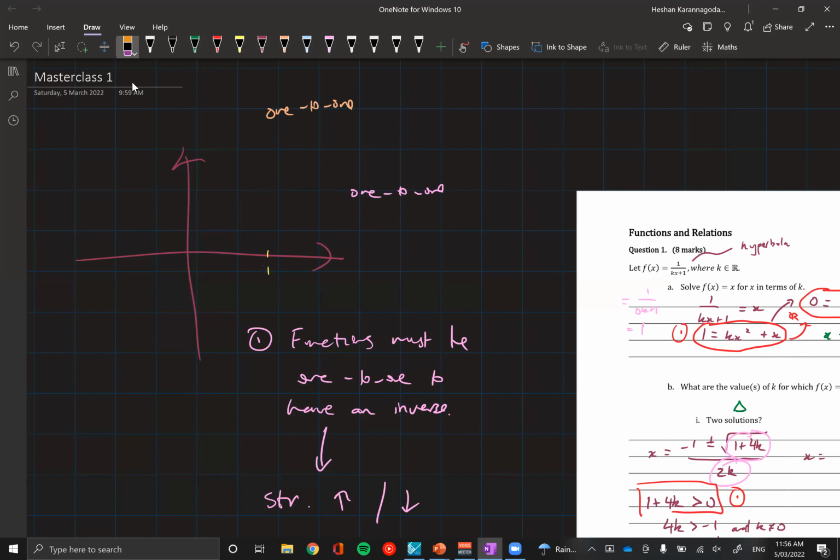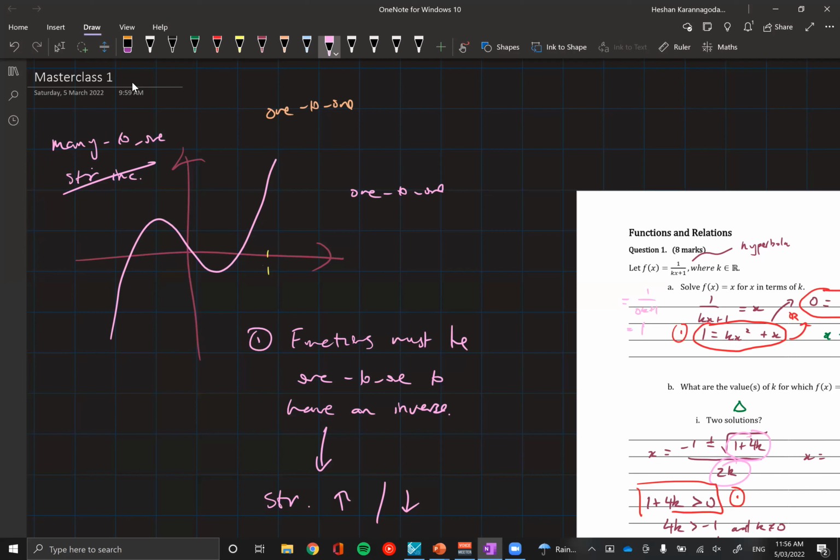So an example where we won't have an inverse is if we have a cubic like this. This is obviously not one-to-one. This would be a many-to-one function. And it's also not strictly increasing. Obviously this doesn't have an inverse because the shape would just be wrong.